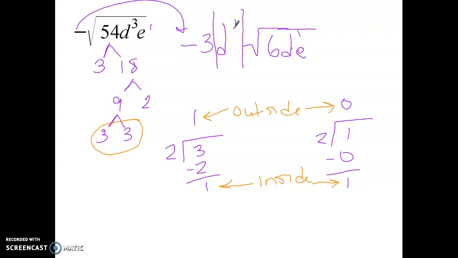And again, like I said last time, I'm not sure if DeltaMath requires the absolute value bars or not. But in general, if you were handwriting this, you would want to put those absolute value bars anytime you have an odd exponent. All right, so there's our final answer. Negative 3 absolute value of d times the square root of 6de. All right, let's do another one.